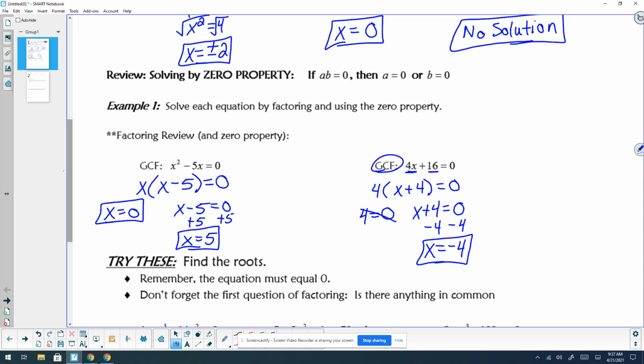Now remember, the highest degree, or the highest exponent, I'm sorry, is going to tell you how many answers you're going to have. So in this case, I had 2 answers. In this case, my highest exponent was 1, and I just had 1 answer. Okay?